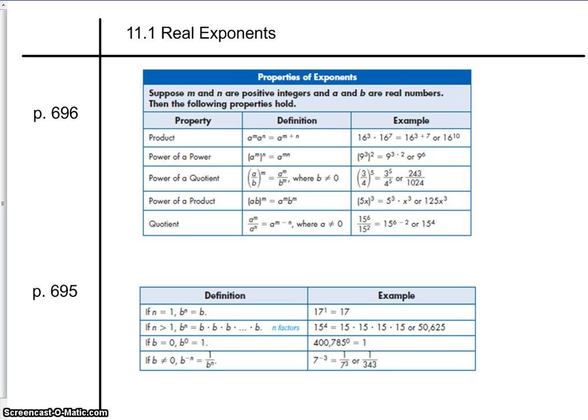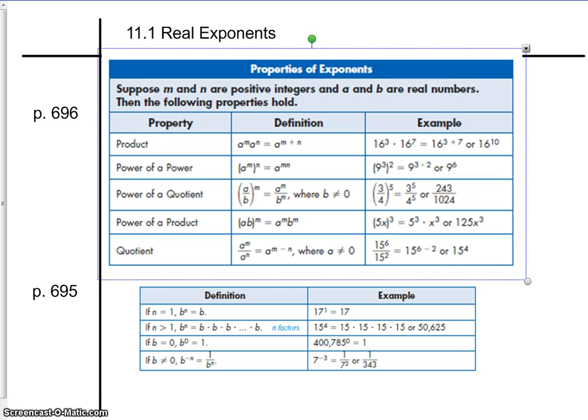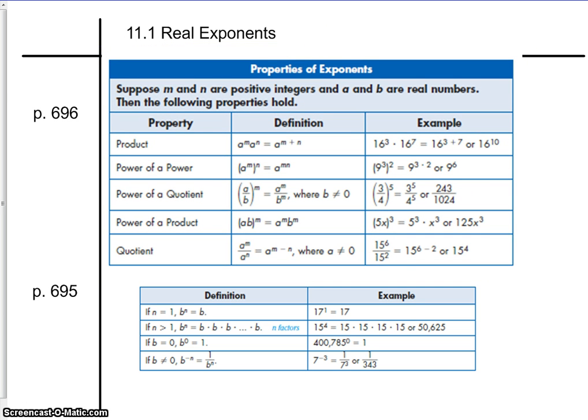And when we talk about, in section 1, real exponents, they have properties of exponents. So suppose m and n are positive integers, a, b are real numbers, then the following properties hold. Now, a couple things. You've got to remember your negative exponent rule. That's why they talk about m and n being positive integers. Okay, what we're talking about is when I take a power.